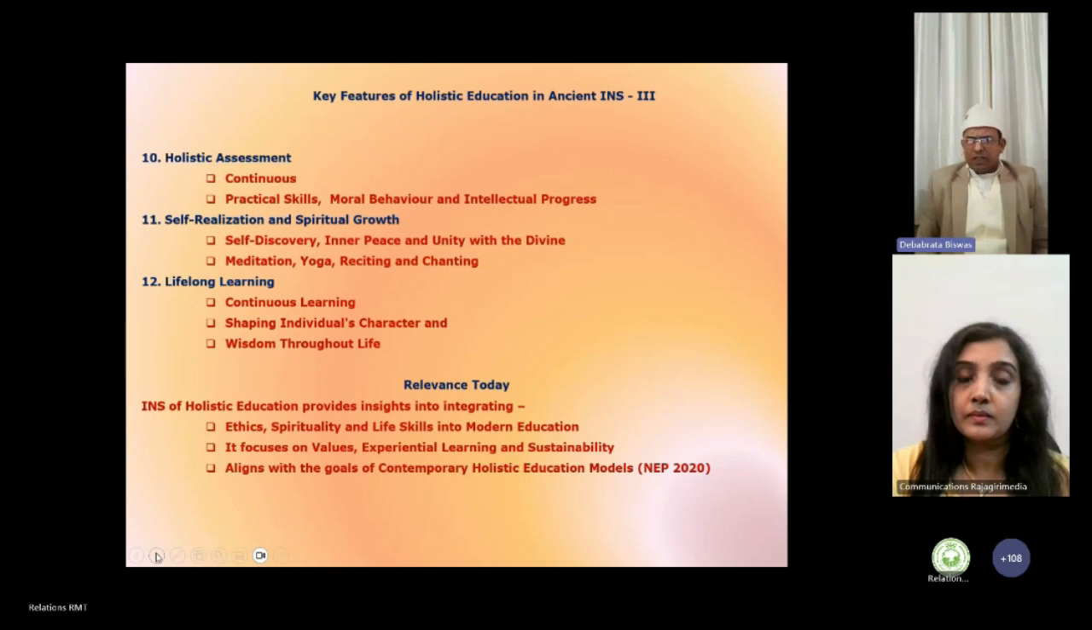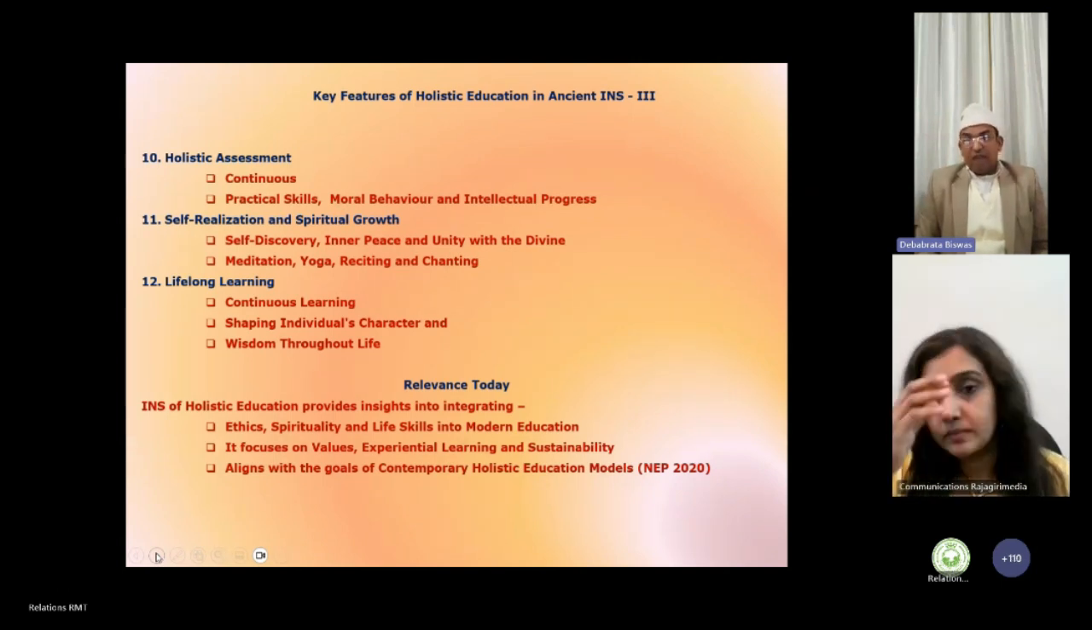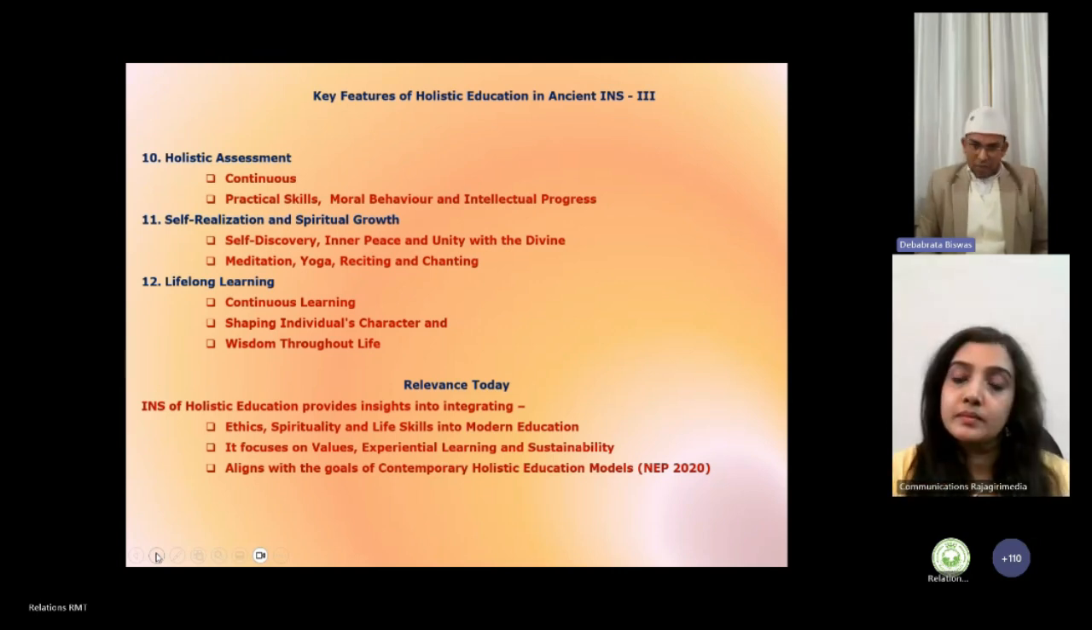Holistic assessment, continuous assessment. There was no written test. In front of all the acharyas from other gurukulas, from Vikramshila, Takshashila, Magadh, you had to speak then and there. You had to do shastrartha. You had to prove from your memory, from your understanding, from your skill, from your wisdom. There was nothing like written test or memorizing or copying. It was not possible. So continuous assessment, practical skills, moral behavior, intellectual progress, then self-realization, spiritual growth, inner peace, unity with the divinity, meditation, yoga, reciting verses, chanting, and lifelong learning. Swadhyayan ma pramaditavyam. Continuously learn and learn and learn till death.